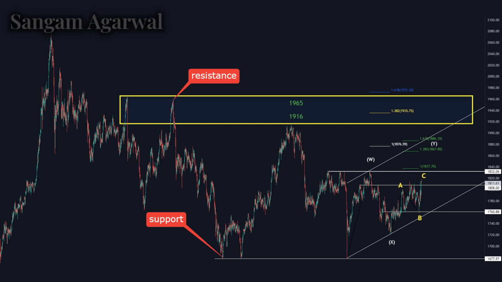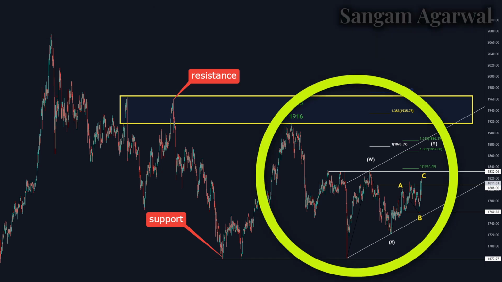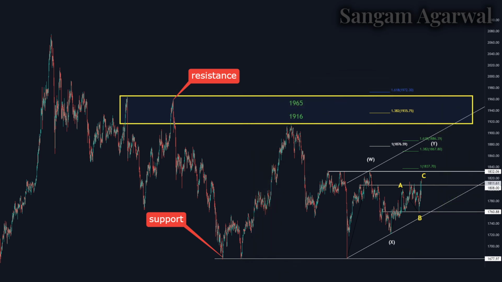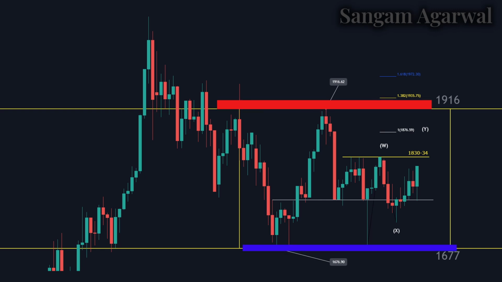Below 1960 we have 1876, our fifth projection resistance based on Elliott wave. As you can see, price is still trading between support and resistance. It is making sideway correction and these are corrective waves. When we go to the weekly time frame, then we see price is going sideways. It is going up and down between 1676 and 1960.